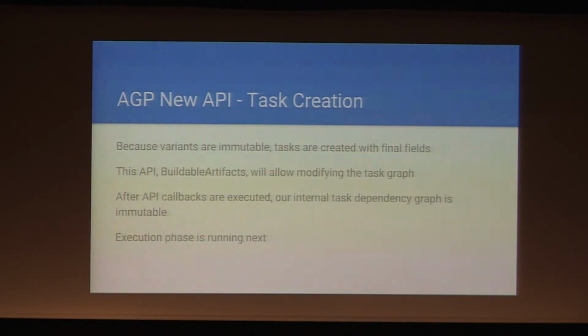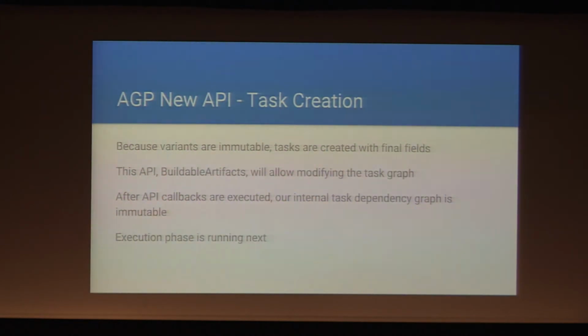This leads me now to the second part of the API that concerns task creation. Because variants are immutable, and this part of the API regarding task creation is going to run after the part of the API that deals with the variant modifications, we know that we can create tasks with final fields. Now this might not seem like much, but basically we had to specify task inputs with delayed evaluation. So we had to use callables, suppliers, and all the other ways to delay the evaluation of task inputs, simply because the current API was not designed in a good way.